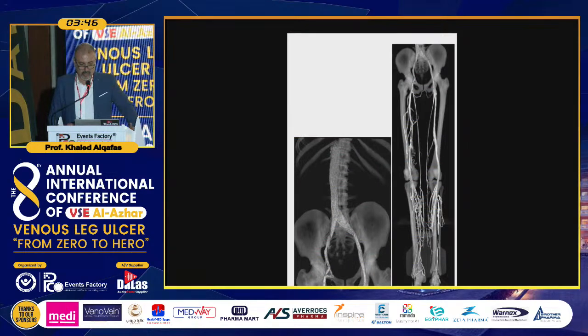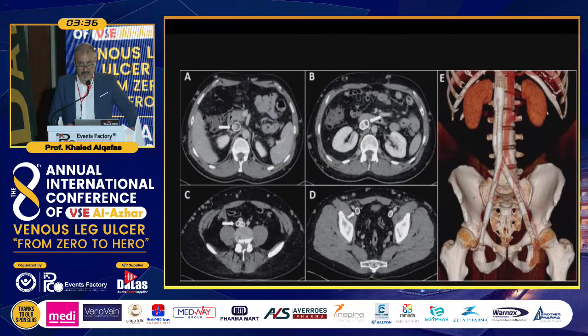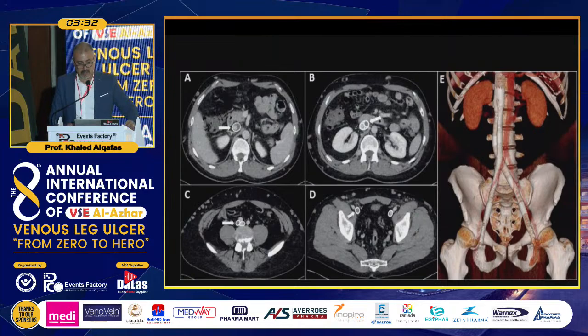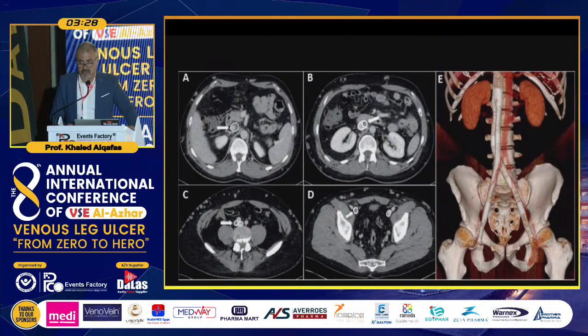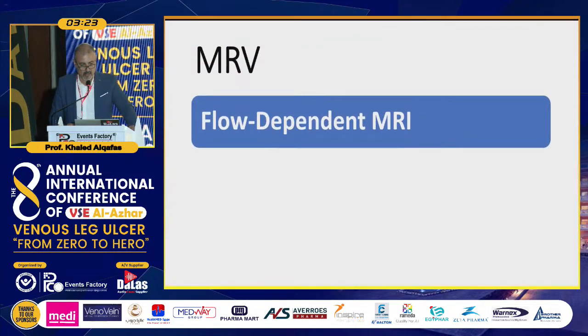Here's an image showing external indentation on the right common iliac vein, total occlusion of the left internal iliac vein, and we can assess the stent only in axial views, because if you do a reconstruction, as you can see on the right side of the image, the lumen is totally concealed by the stent, so you have to assess it in axial views only.